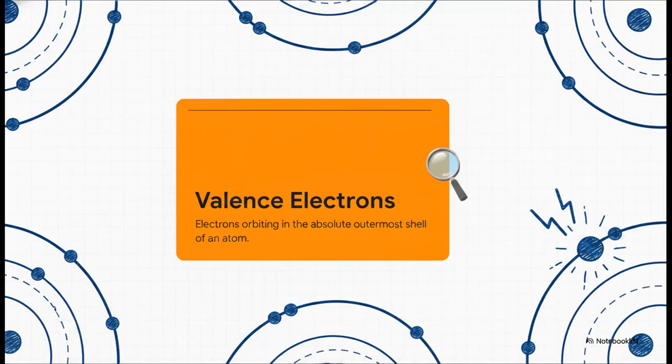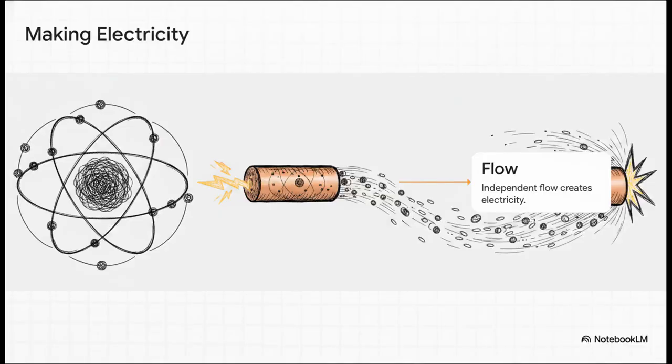Now, to understand how this creates electricity, we first need to define a very specific group of electrons called valence electrons. These are the electrons that live way out on the very edge, orbiting in the absolute outermost shell of an atom. And because they're the furthest away from the center, that magnetic pull keeping them tethered to the atom is at its absolute weakest. So they are primed, they are highly energetic, and they are totally ready to break free if you just give them the right push.